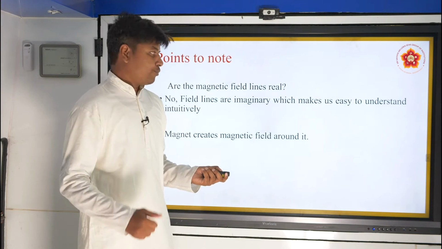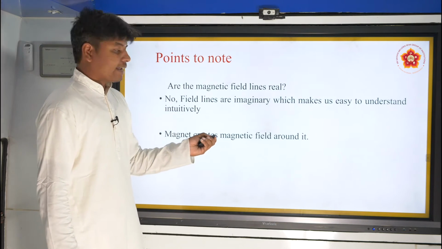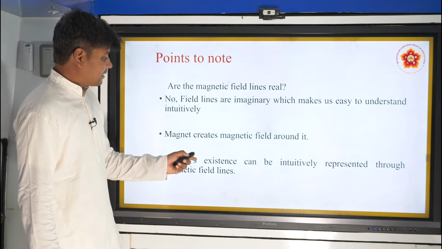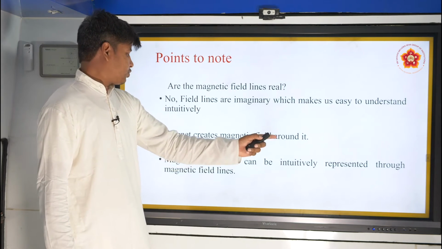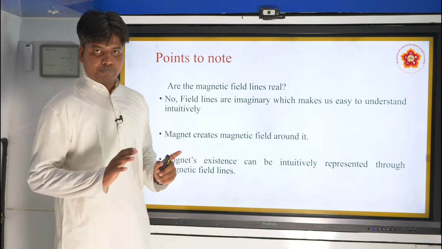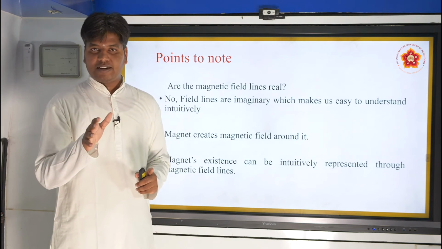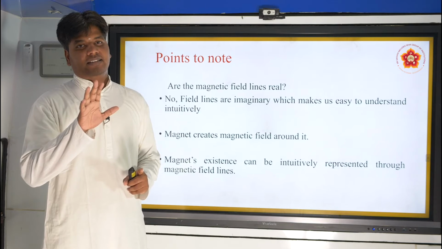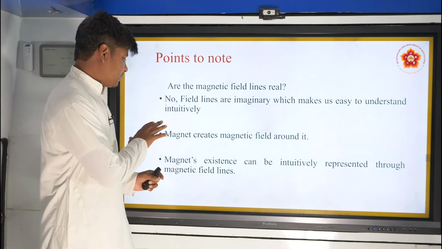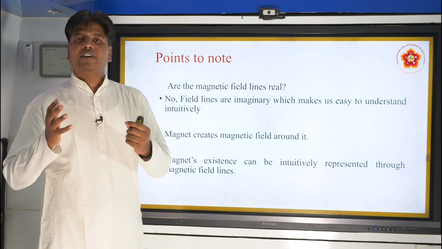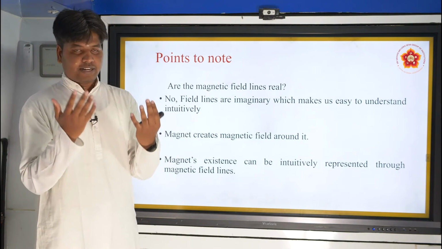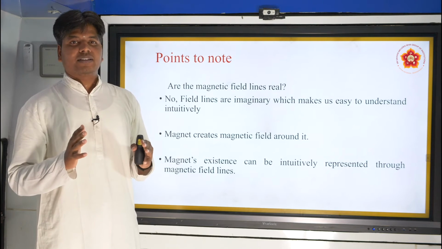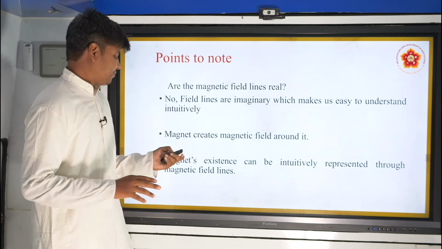One more point we need to note is that a magnet creates a magnetic field around it, and the magnet's existence can be intuitively represented through magnetic field lines, which means if you have magnetic field lines, then you can say there is a magnet there. That is the summary of this. That means if you have a compass and it is deflecting, you find a magnetic field line, that means you have some magnet around it. That is the meaning of this.